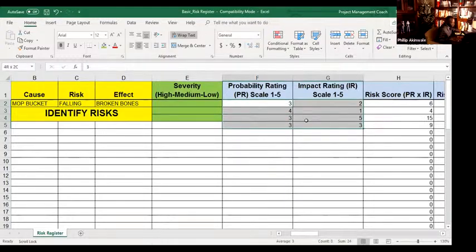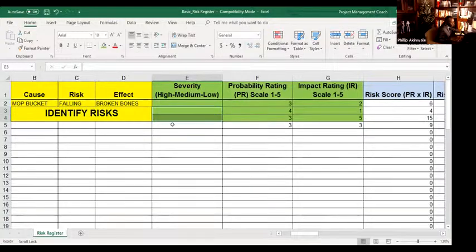Also, the probability ratings and the impact ratings are just another qualitative approach. I call this one being a bit lazy. Doing high, medium, low, in my mind, is a little bit lazy. But when you put numbers into it, like 1 to 5 or 1 to 10, now you're becoming a little bit more intentional in your risk analysis.